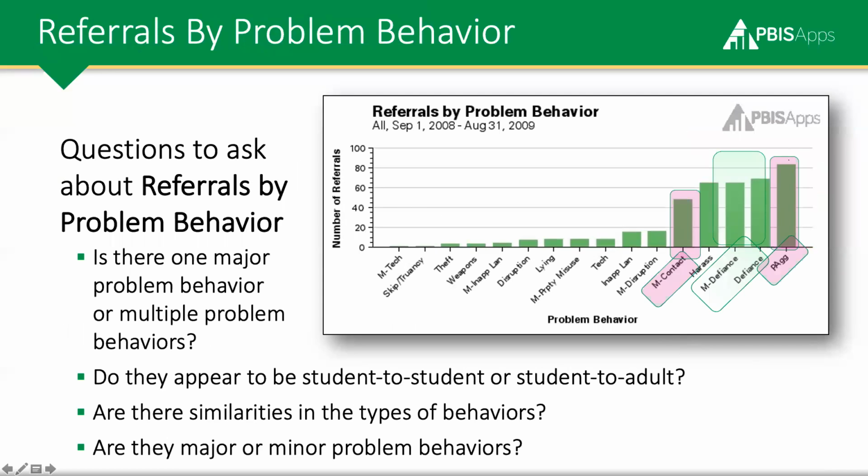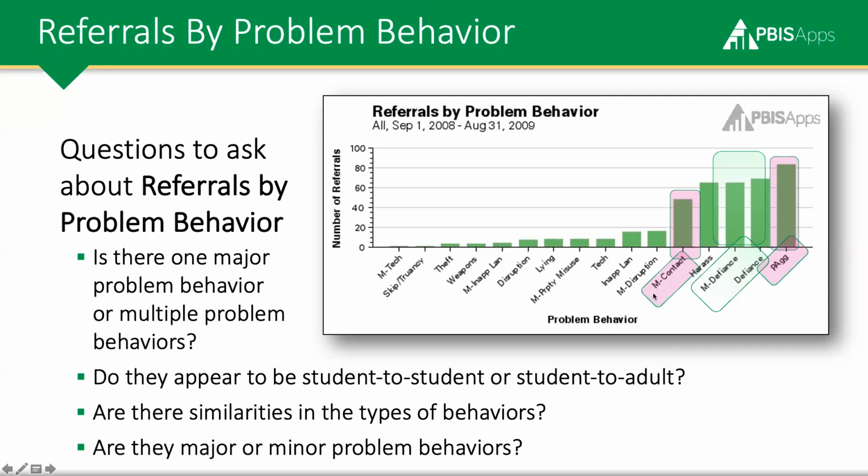So in this example, here's physical aggression. You see PAGG, that stands for physical aggression. But then our next behaviors are defiance and minor defiance. That capital M in SWIS next to defiance indicates a minor problem behavior. So we've got defiant behaviors, both major and minor, occurring right behind physical aggression. Then we're seeing harassment. We're also seeing some minor contact.